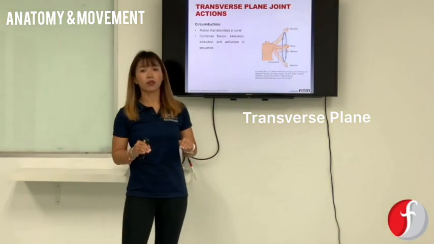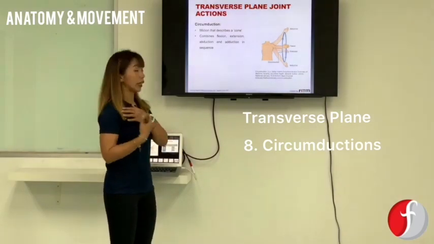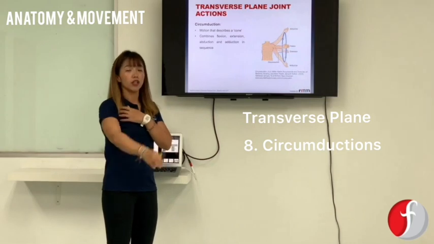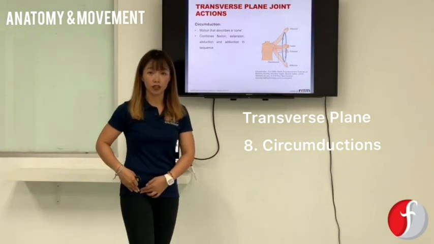Okay, and one last one, which is circumduction. If I'm going to move my joint in a cone shape, I will call that a circumduction. So you can have a circumduction of the shoulder, you can also have a circumduction of the hip.